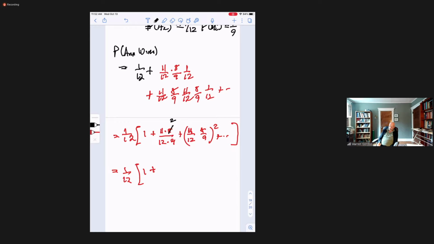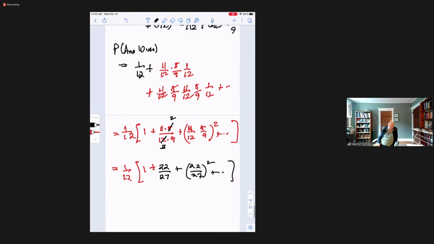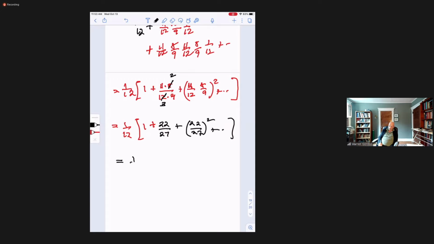So this turns out to be 1/12 times 1 plus, let me simplify this right here. 4 goes 2, 4 goes 3. What's that? 22 over, well, let me check my arithmetic later, 22 over 27, and so on. So this is equal to the first term, A over 1 minus R. R is 22 over 27. So what does this give me? This gives me 1/12 times 27 over 5.